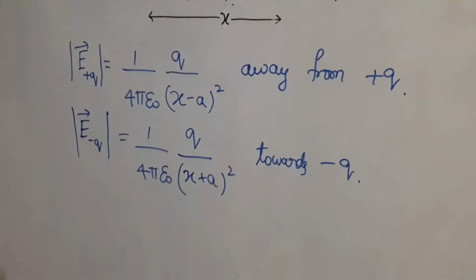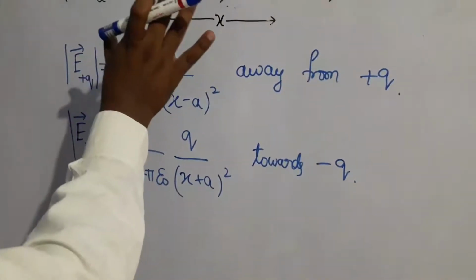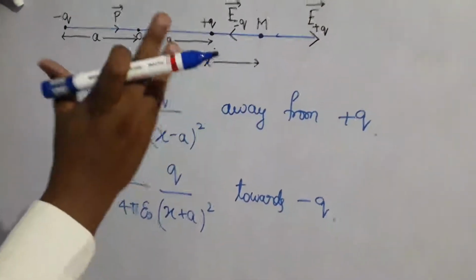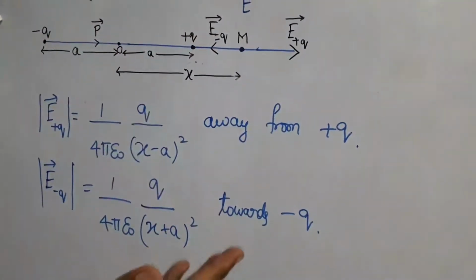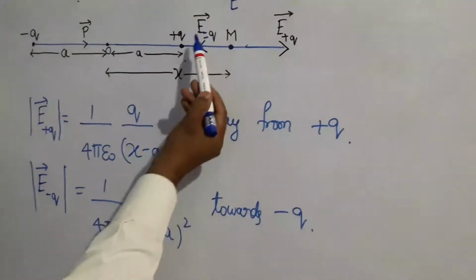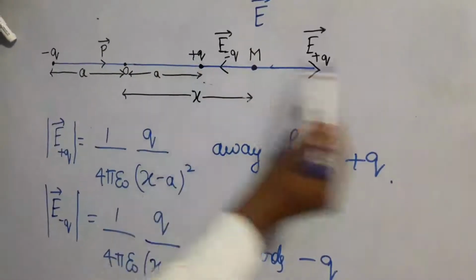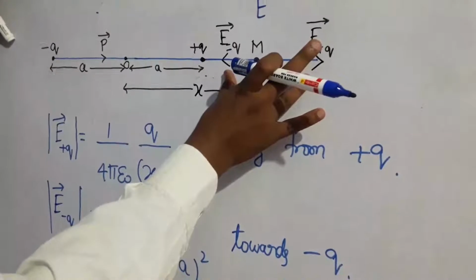Now we need the resultant electric intensity. Here there are two electric intensities, because electric intensity is a vector. If two vectors are there, you can find the resultant vector by using several laws. It may be the triangular law of vector addition, or it may be the parallelogram law of vector addition. Now see here, E minus q is in one direction, right? E plus q is in another direction, means different directions are there, right?